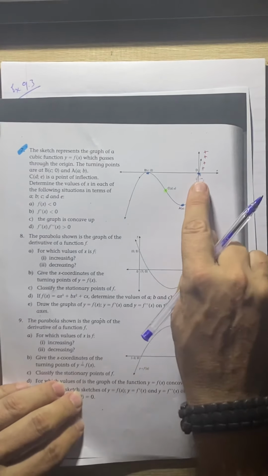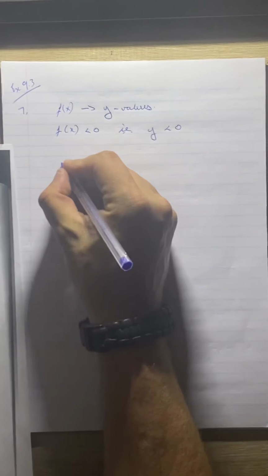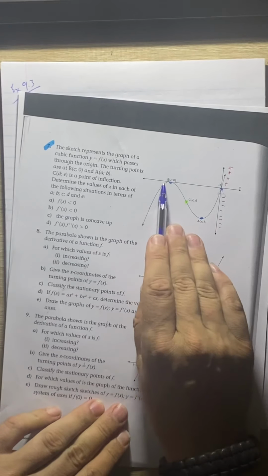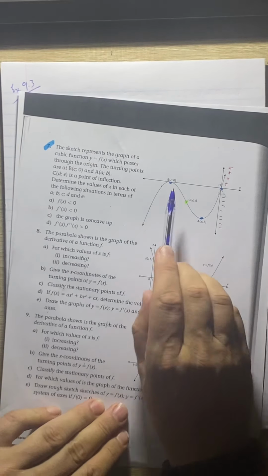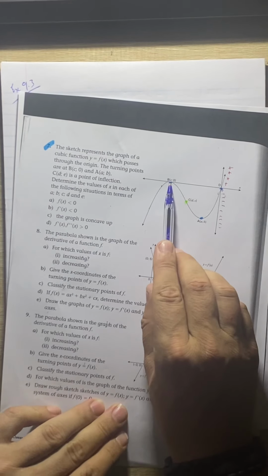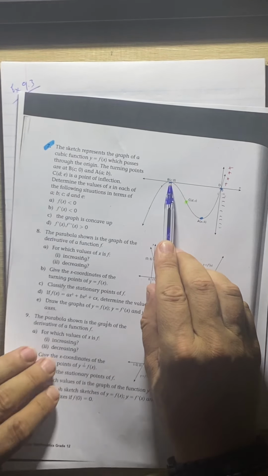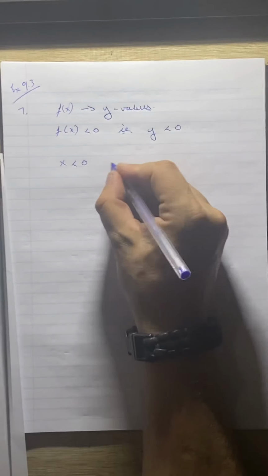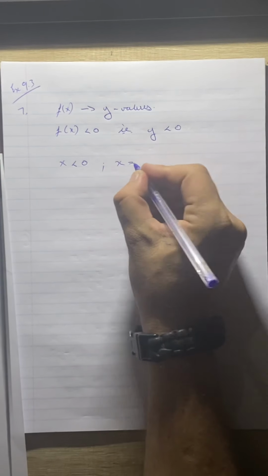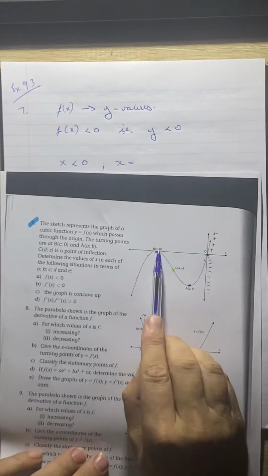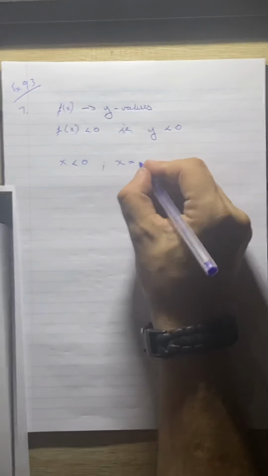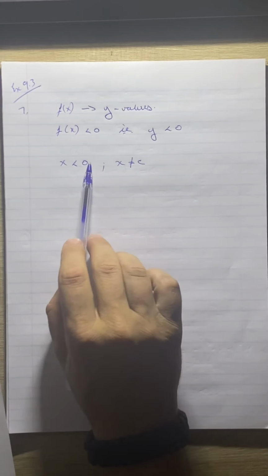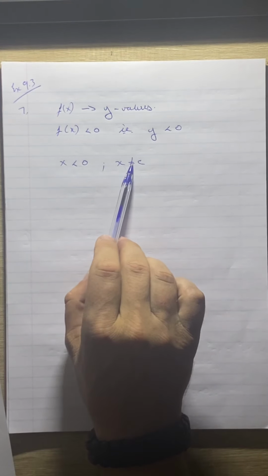So as you can see here, x is going to be less than 0. For all x values less than 0, you can see our graph is below the x-axis. But this point over here is on the x-axis, and our y value becomes 0. We're not interested in that because it's strictly less than 0. So we must just add in here that x cannot be equal to this x value over there, which is c. And it cannot be equal to that. So anywhere along here, it will be negative, except for that point over there.